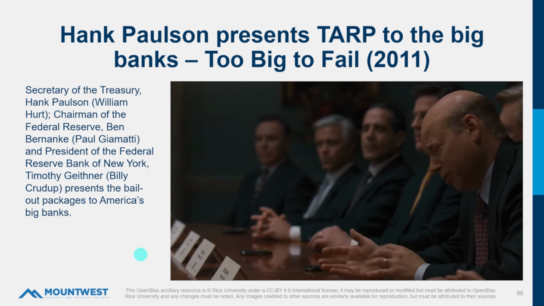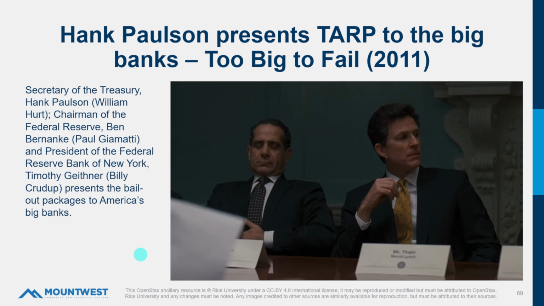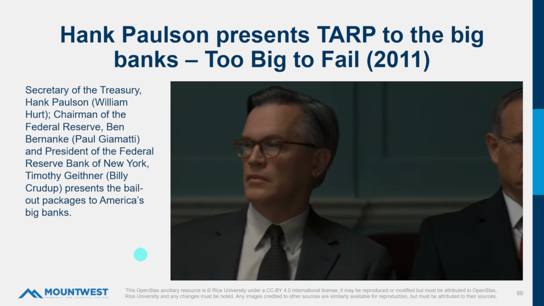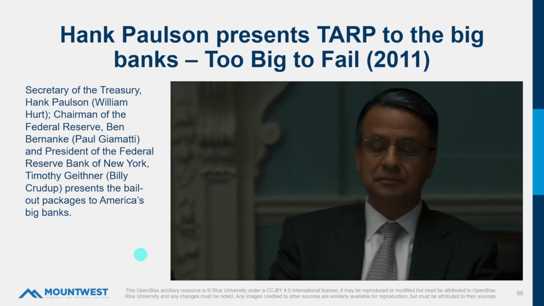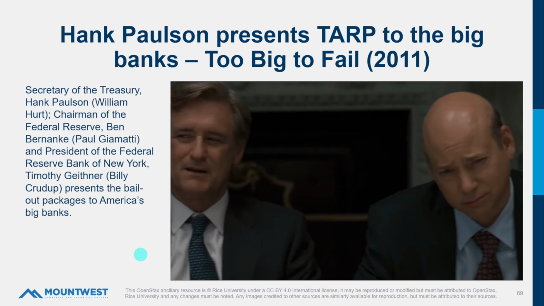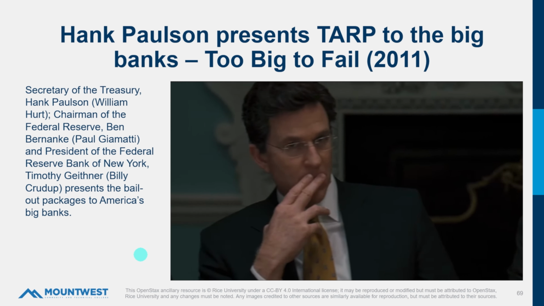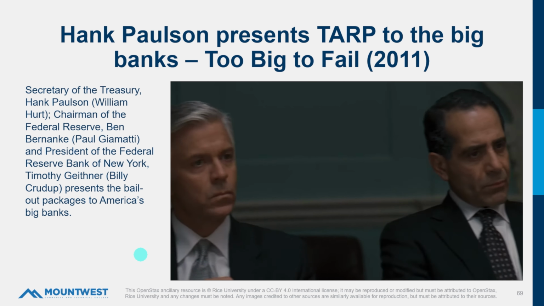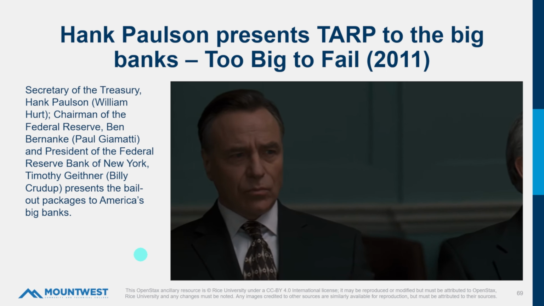How much are we talking about? 125 billion. Bank of America, 15 billion. Bank of New York Mellon, 3 billion. Citigroup, 25 billion. Goldman Sachs, 10 billion. JP Morgan, 25 billion. Merrill Lynch, 10 billion. Morgan Stanley, 10 billion. State Street, 2 billion. Wells Fargo, 25 billion.